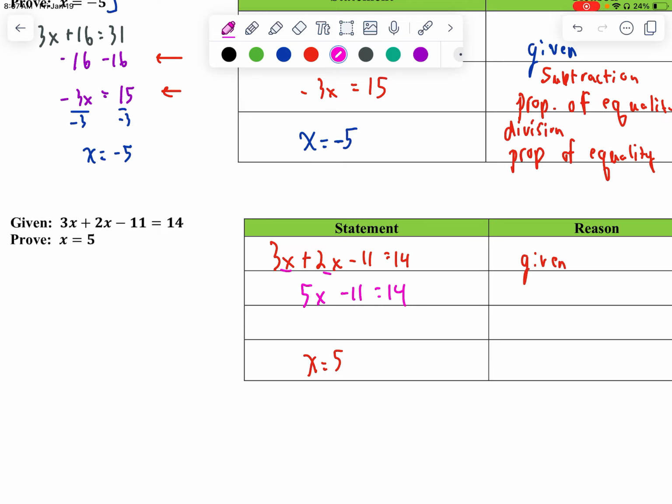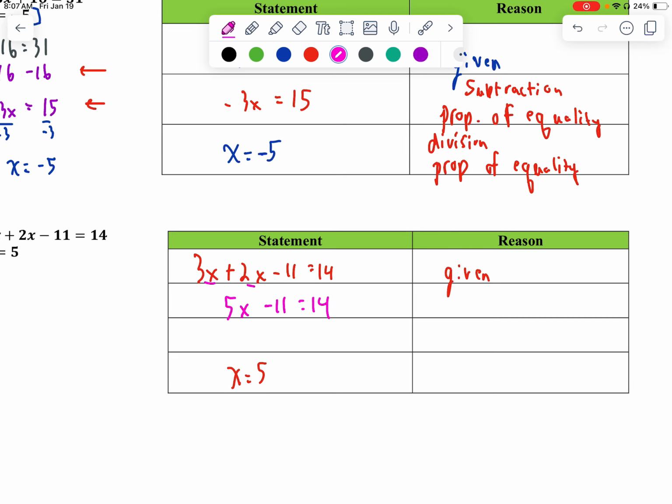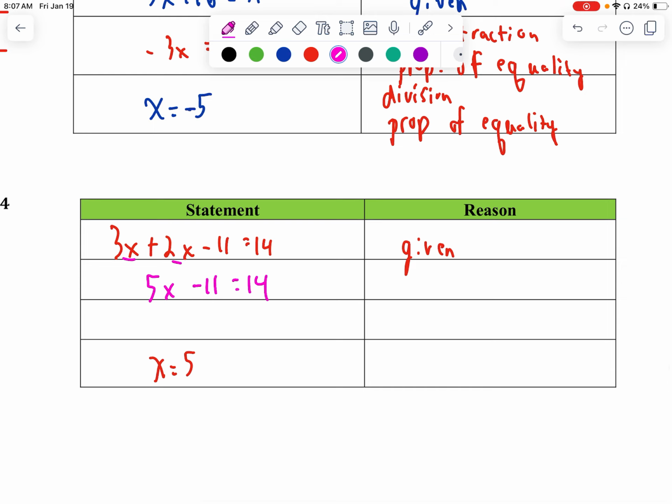Our reason here, and this might sound self-explanatory, but we're actually not going to be using the addition property of equality. You use the addition when you move from the left side to the right side of the equation. Here we just combined like terms, so our reason is just combine like terms. The real property is a little bit more confusing than just combining like terms. It has to do with distributing and all this other stuff. So for us, just combining like terms is fine.